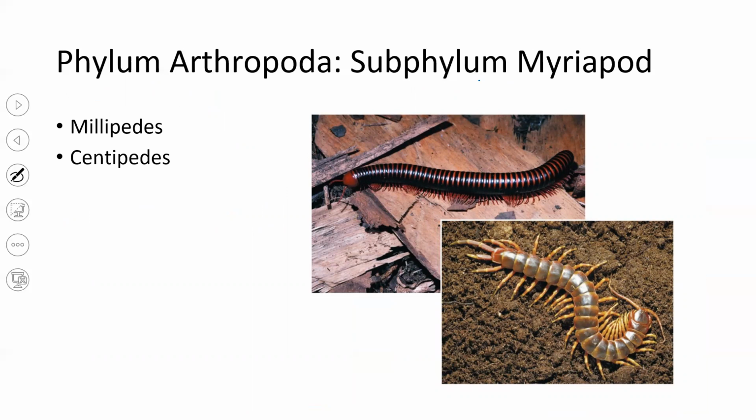Next subphylum, the myriapods, which already tells you what these are, millipedes and centipedes. All of these are terrestrial, so there's no aquatic millipedes. They all live on land.